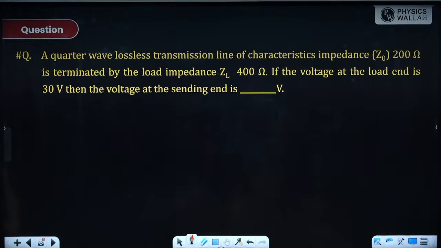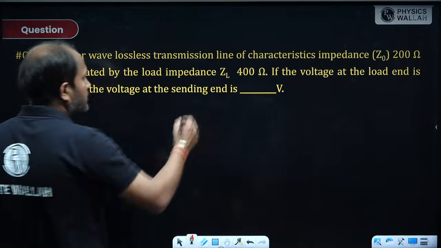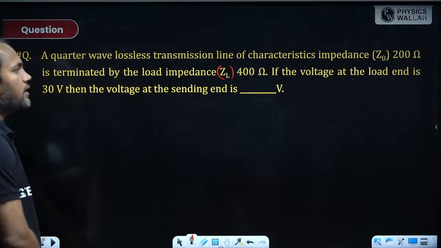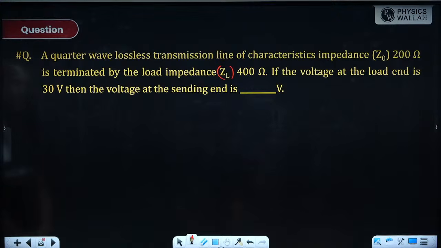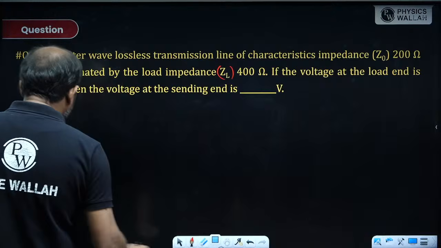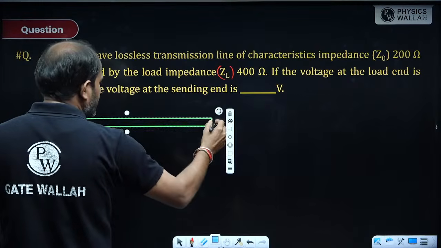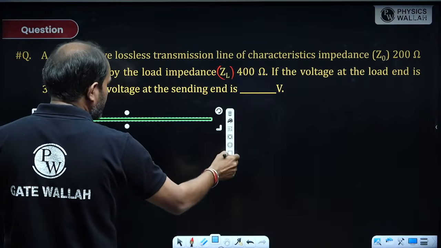A quarter wave transmission line of characteristic impedance 200 ohm terminated by a load impedance 400 ohm. If the voltage at load end is 30 volt, voltage at sending end they are asking. Easy question. This type of question I have done in the class.